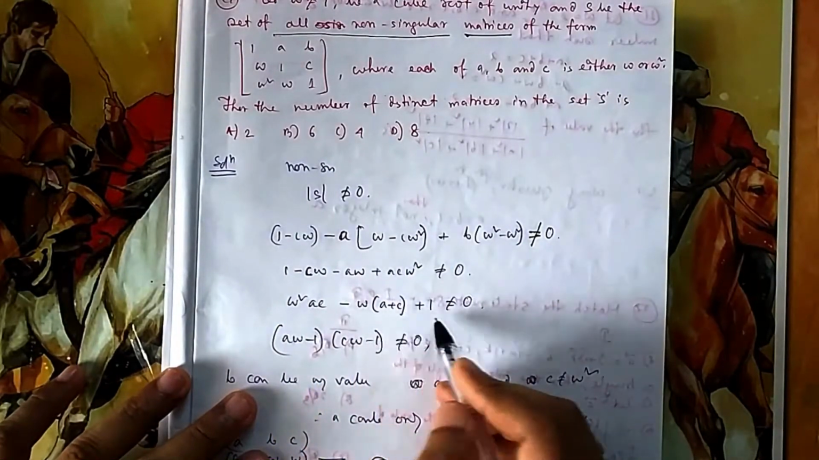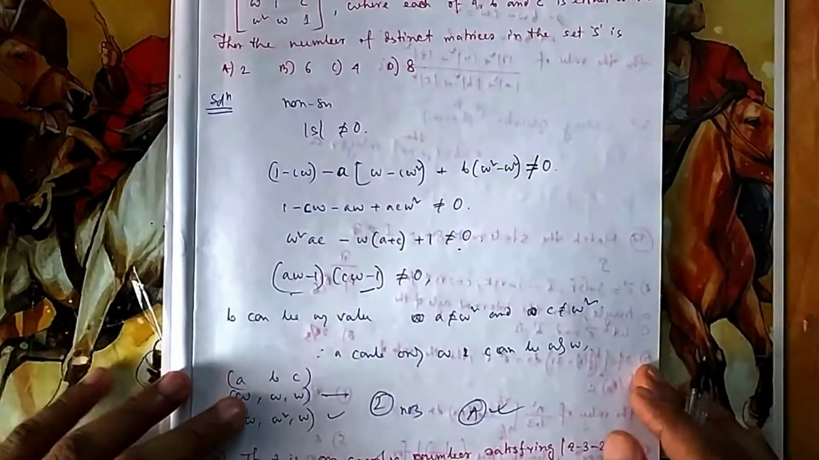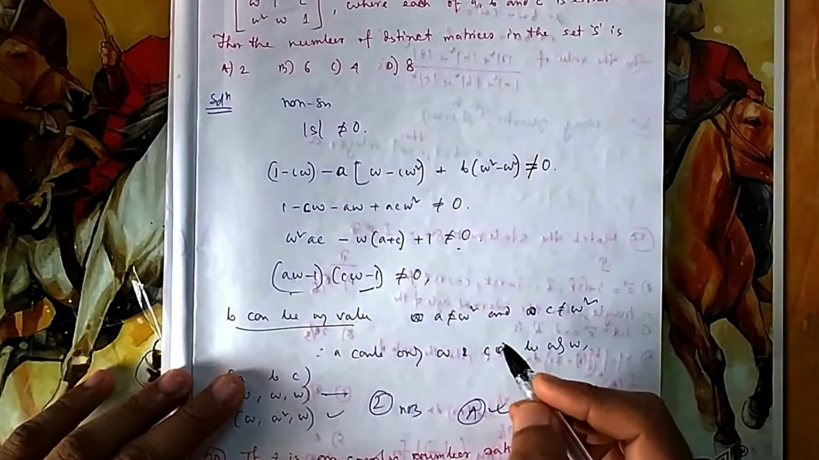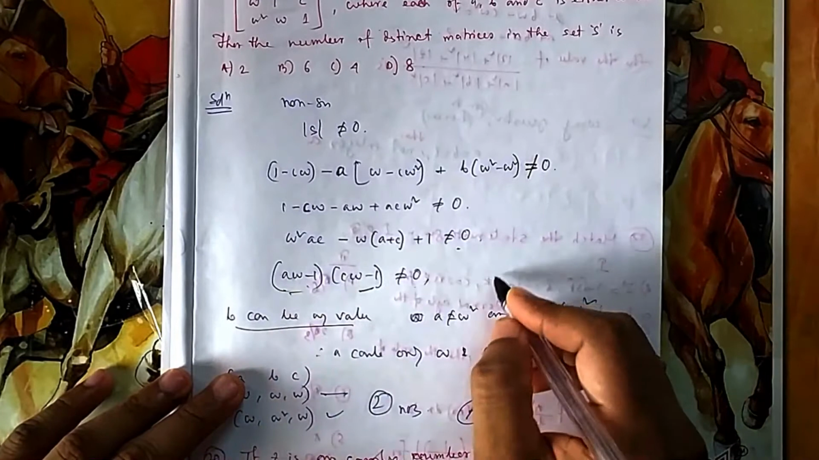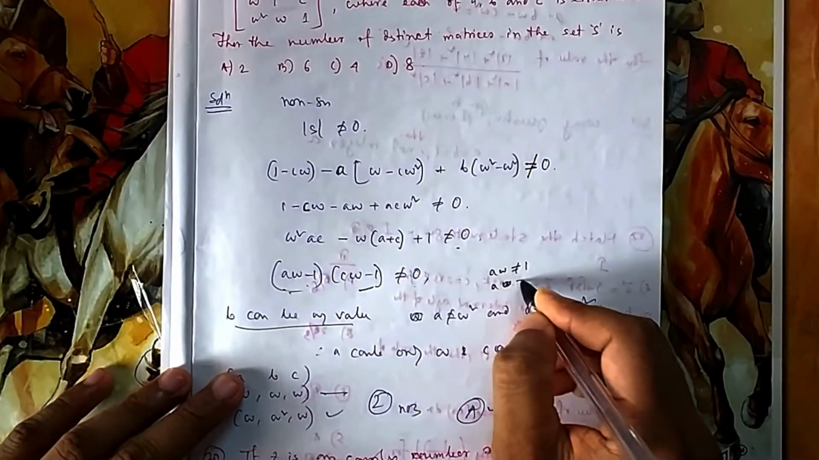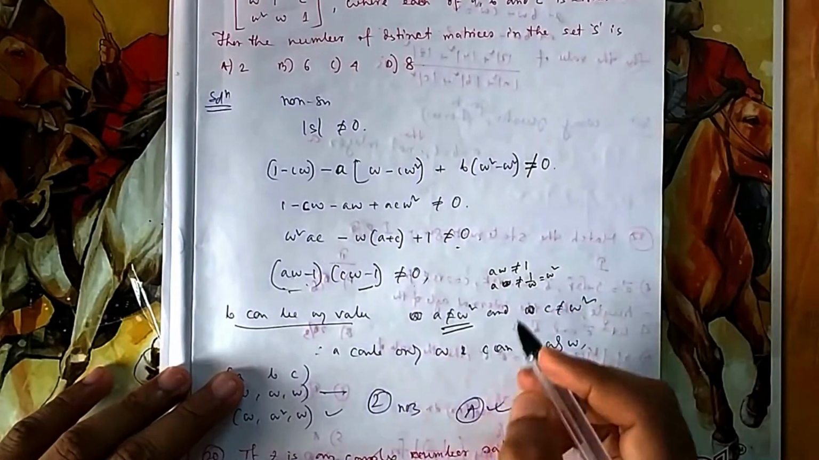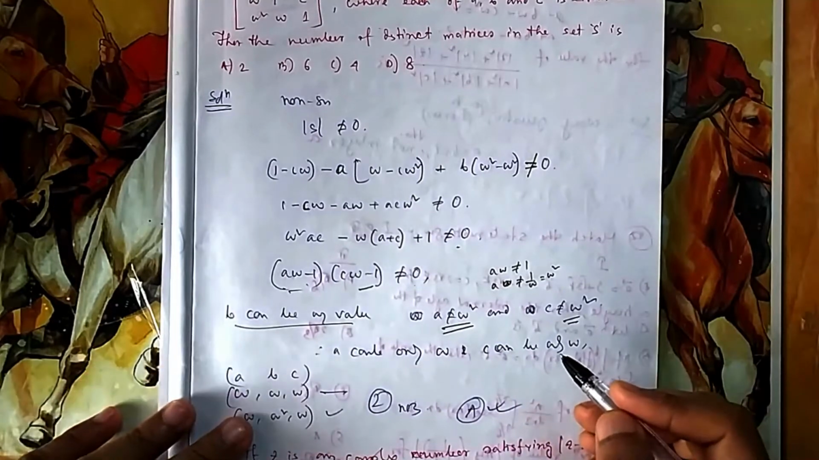So if you do this one, you will take omega common, so you can factorize it into 2 parts, this is not equal to 0. So that means B can be any value, but A cannot be. If you see this one, A omega cannot be 1, so A cannot be 1 by omega, and 1 by omega is nothing but omega square, so A cannot be omega square. C also cannot be omega square.